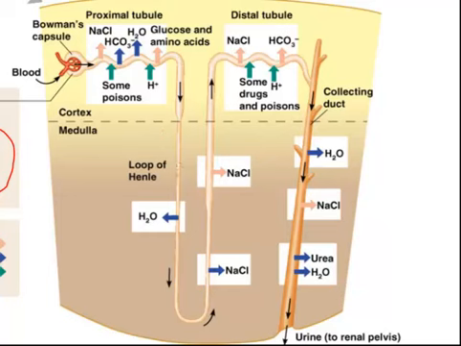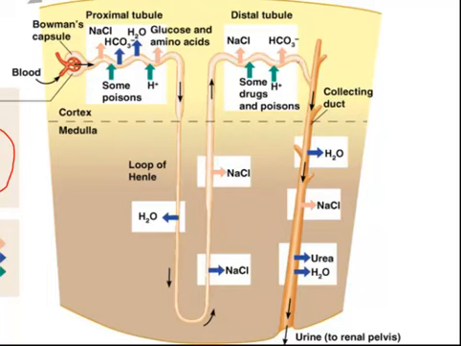Filtrate follows this path down the loop of Henle. Extra water, if water is needed, will go back into the blood. If it detects we need more salt, sodium and chlorine ions, those will go back into the blood. And that'll continue on.